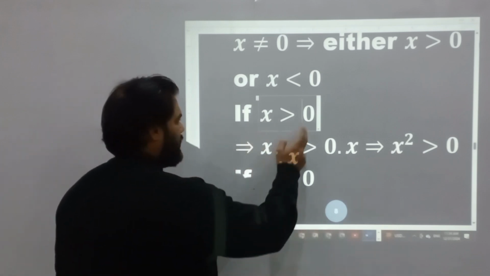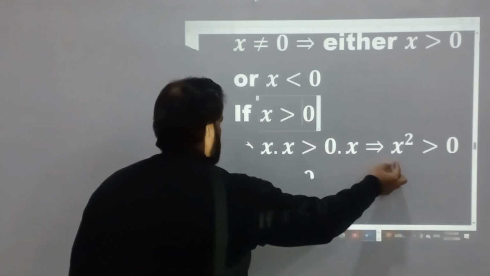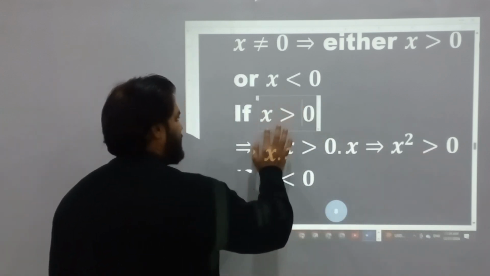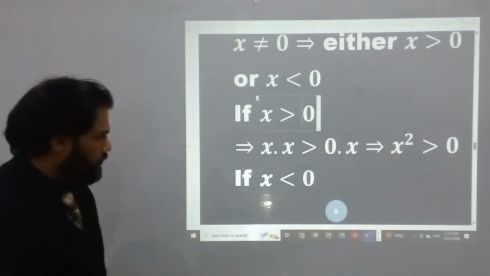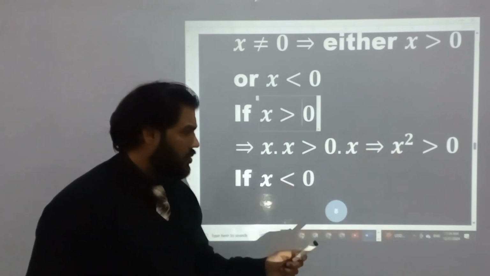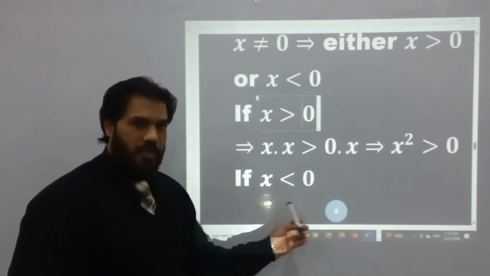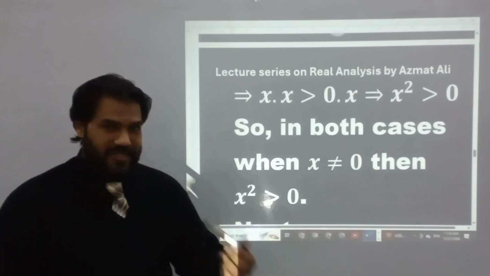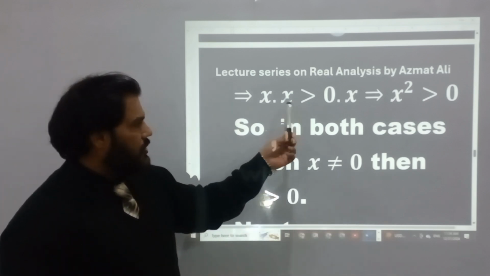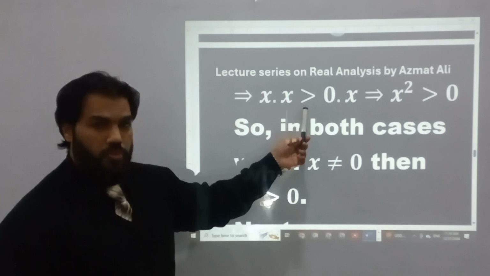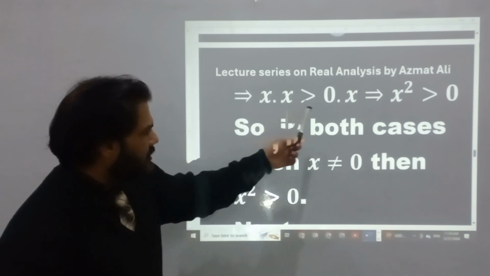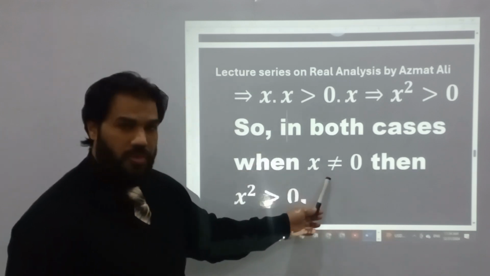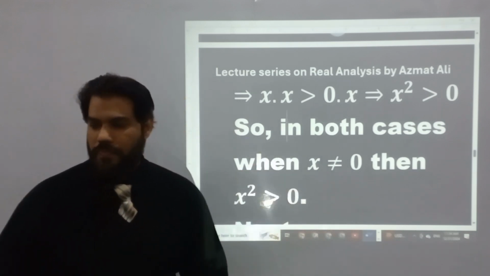This is equal to x into x greater than 0 into x. x into x is x square, and 0 into x is equal to 0. This shows that when x is greater than 0, then x square is greater than 0. Similarly, in the second case, when x is less than 0 and we multiply this inequality with x, because x is negative now, the sign of inequality will change. The less than sign will change to a greater than sign, and x into x is equal to x square, greater than 0 into x, which is 0. So in both cases, when x is a non-zero real number, then x square is greater than 0.